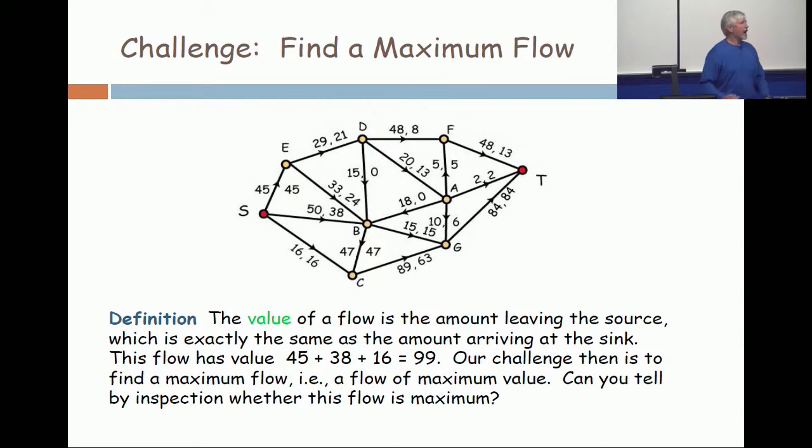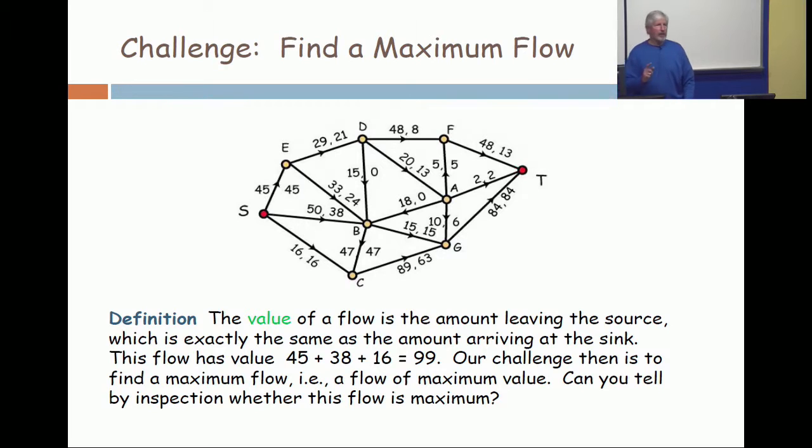Okay. Have I convinced you that this is not obvious? That just proceeding by inspection, this is not obvious. How to do it? How to get an answer? You know, to start with the zero flow, for example, and then you start making improvements. Well, it's not even clear that that's a good way to do it.